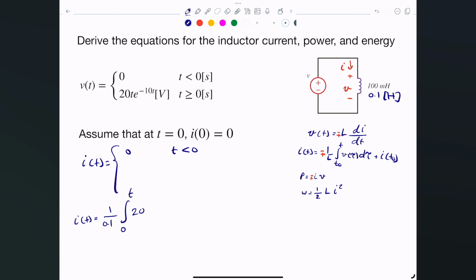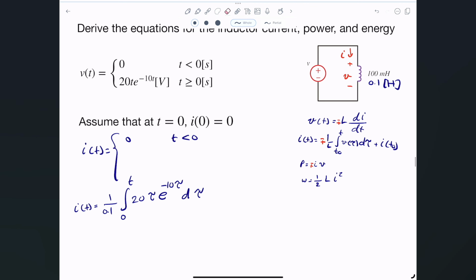Instead of using t, I'm going to use tau. I change the variable so I can use t in the limit of the integral: e to the negative 10 tau, d tau. And of course the initial one, I of 0, is simply 0, so I don't have to write anything in here. Now this boils down to simply 200 times the integral from 0 to t of tau e to the negative 10 tau d tau.